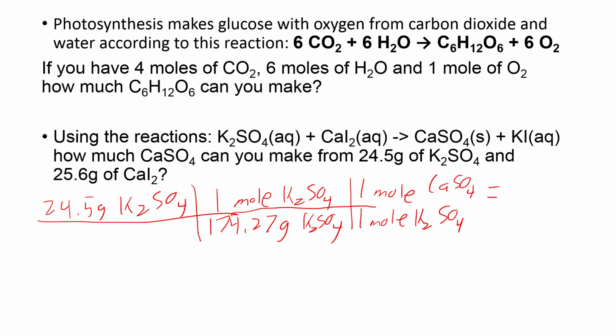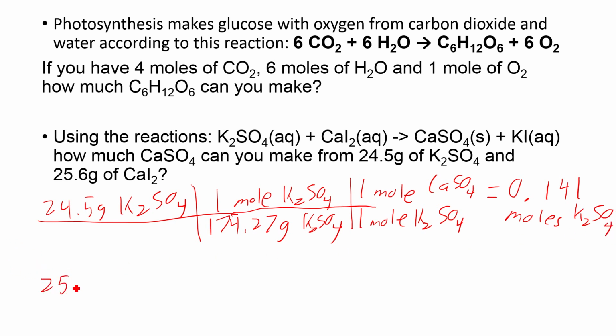So we have 24.5 divided by 174.27 times 1. We get that we could make 0.141 moles of K2SO4. So now let's check with our other compound.